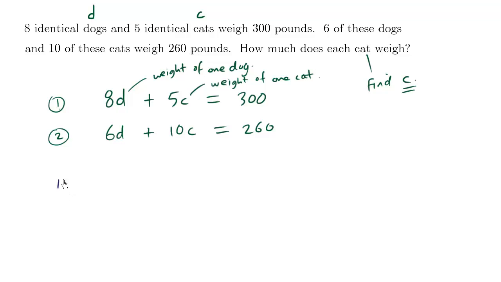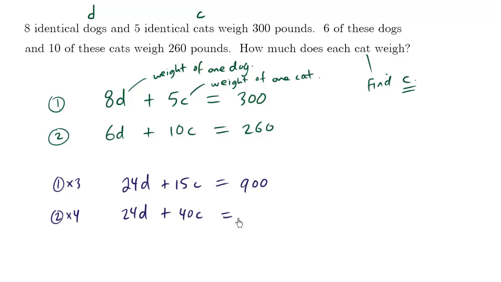So equation number 1, we're going to multiply by 3. So the 8D becomes 24D plus 15C equals 300 times 3, which is 900. And to make the number 6 become 24, we're going to multiply by 4. So equation 2 times 4, we get 24D plus 10 times 4 is 40C. 260 times 4, using your calculator, is 1040.